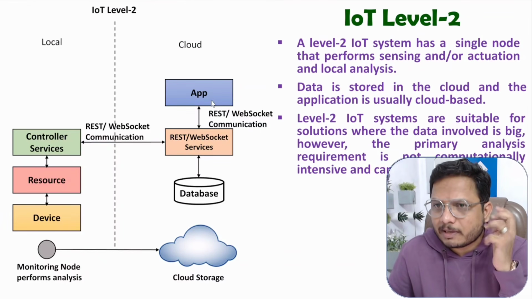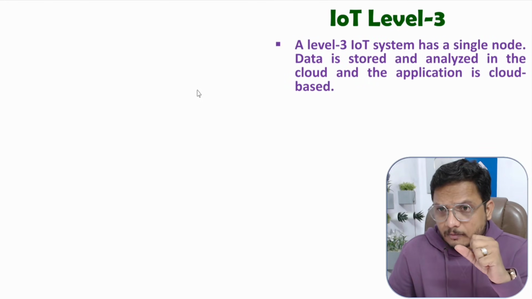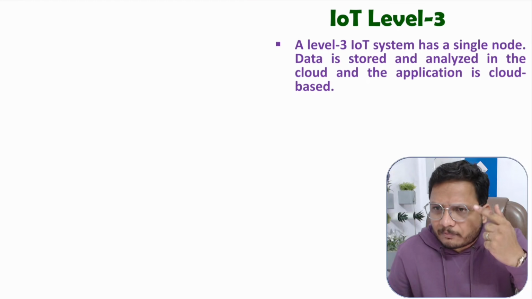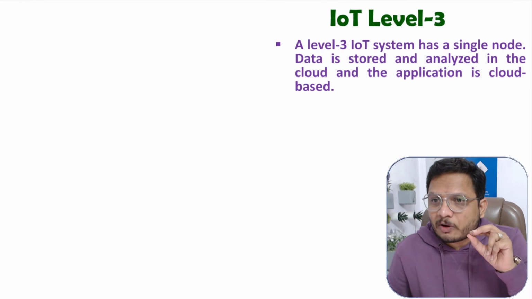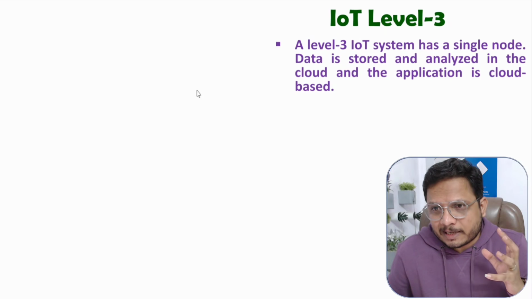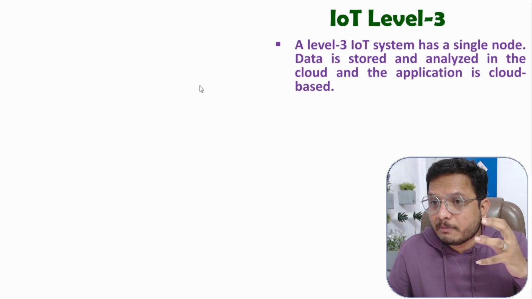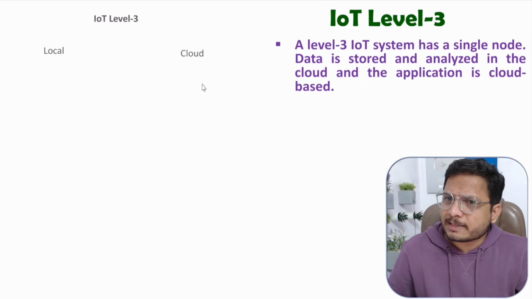Now let us see how level 3 is there. Level 3 is also based on a single node only, right? But in that single node, we are having only one additional feature compared to level 2. In level 2, we were not having complex computational skills at cloud. But in level 3, there will be intensive calculation which will happen on the cloud. So that is how things are different.